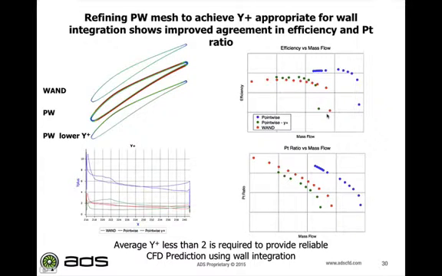So we ran this new Pointwise mesh, and here are the results on the effect of Y plus in terms of the solution. When we ran the simulation with the same solver and the same settings and compared them, we can now see that the new Pointwise mesh with the reduced Y plus more closely matches our original wand calculation. Because we are using wall integration, we felt that this solution was much more credible than the original third-party user's solution.